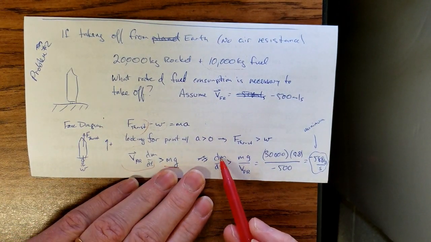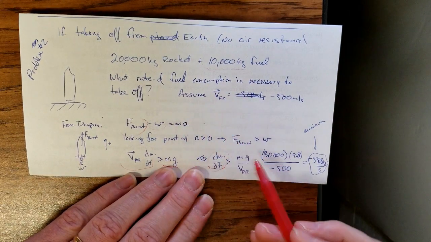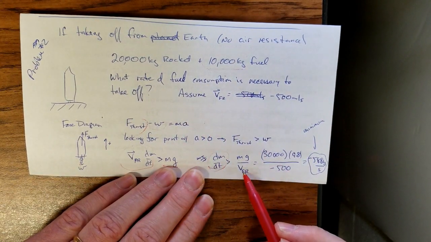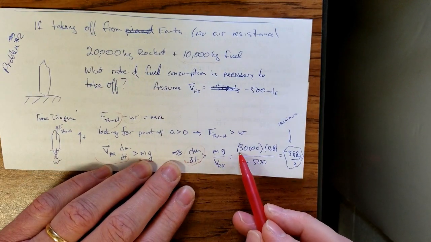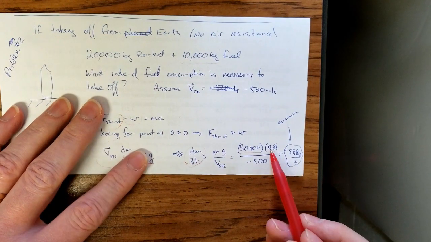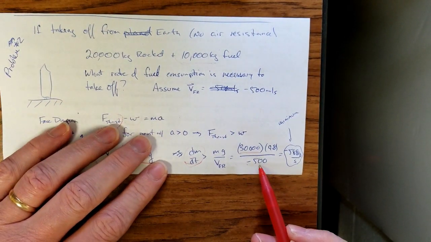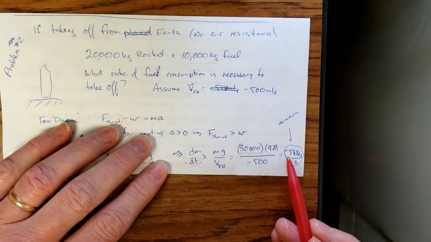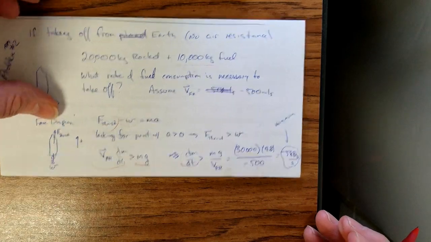And so just solving for my burn rate, the rate of fuel consumption is the weight divided by that velocity right there. And so I have my total mass, again, fuel and rocket both being launched, times 9.8 meters per second squared, because it's Earth, divided by the negative 500. And so I get negative 588 kilograms per second. That is the rate at which it needs to be burned.